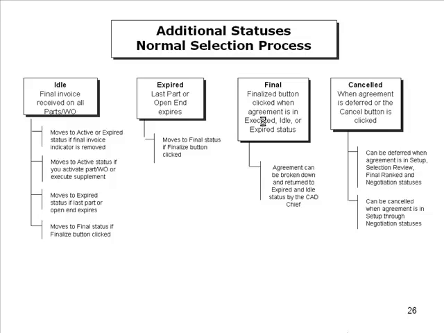The agreement can be broken down and returned to expired and idle statuses by the CAD chief. The last status there on the right-hand side is when the agreement is deferred or the cancel button is clicked, the status will change to canceled. The agreement can be deferred when the agreement is in setup, selection review, final ranked, and negotiation statuses. The agreement can be canceled when the agreement is in setup through negotiation status.